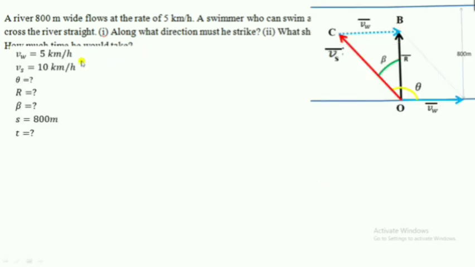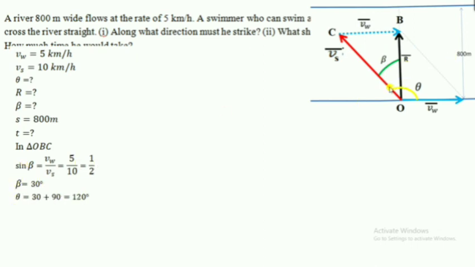So these are the things which are given. So now this is the formula to find beta. But we are not using this, because out here we can see our triangle is a right angle triangle. So for a right angle triangle we don't use this formula, so we can directly find beta. So in this triangle, sine beta is velocity of water by velocity of swimmer. So if you put the value 5 by 10, you will get half. So sine 30 degree is half, so beta is 30 degree.